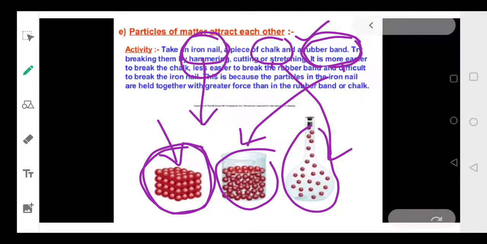Is it understood? Yes. So iron is difficult to break. Rubber requires lesser force, or there are chances that we can break it. Chalk we can very easily break. So the strongest force of attraction is in iron, the least force of attraction in chalk, and the medium force of attraction in the rubber band. Okay, dear students? Have you got it? Very good. Let's go further.